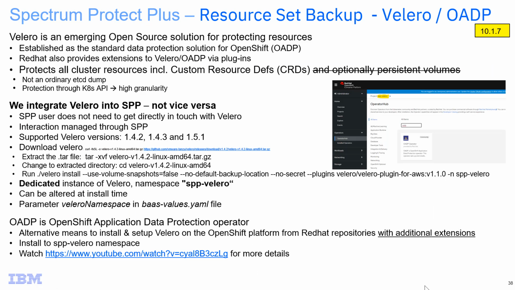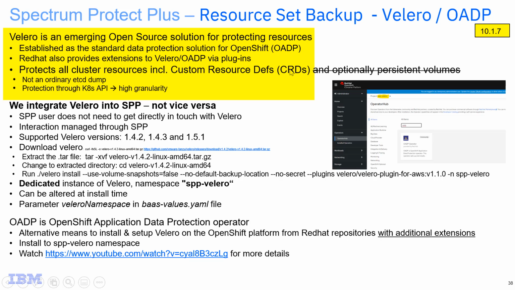So Spectrum Protect Plus is dependent upon Velero, or the OpenShift OADP installation of Velero, in order to protect the resources. Velero is an emerging open source solution, and it's established as a standard inside of OpenShift with the OADP implementation. And Red Hat also provides extensions to Velero and the OADP via plugins. So it will protect all the cluster resources, including the custom resource definitions, CRDs.